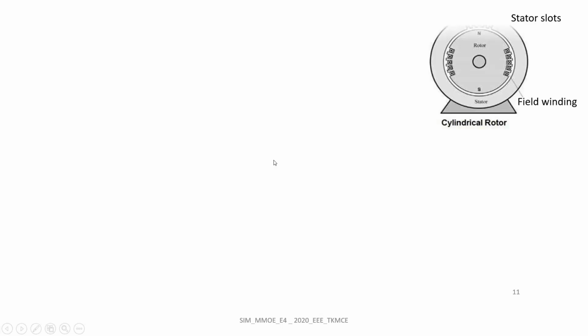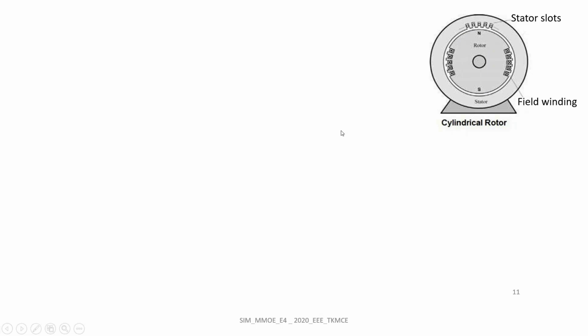Now let's see the construction of cylindrical rotor synchronous machine. So this is the rotor of the cylindrical rotor synchronous machine, and this is the stator of the cylindrical rotor synchronous machine. Here we can see that the air gap between stator and rotor is uniform.